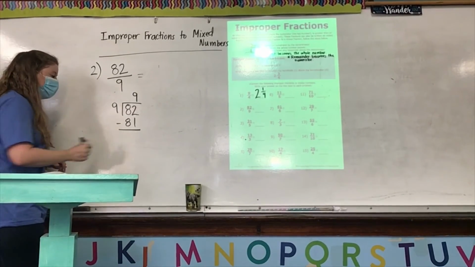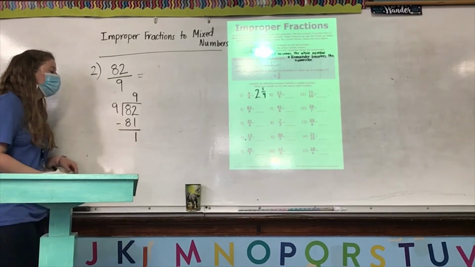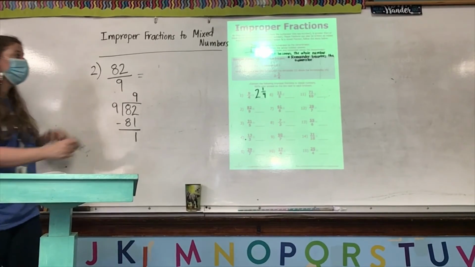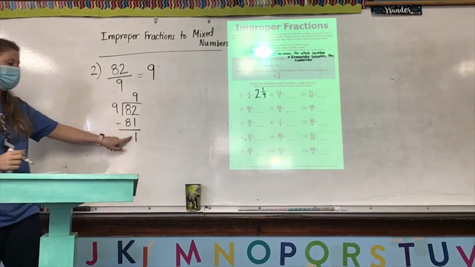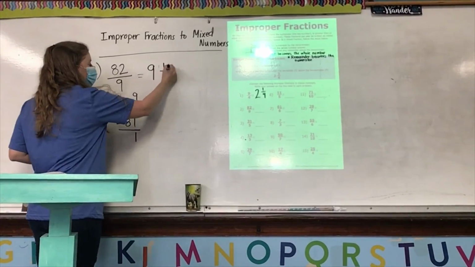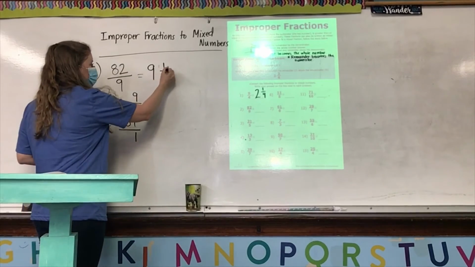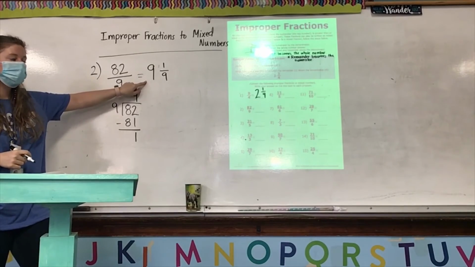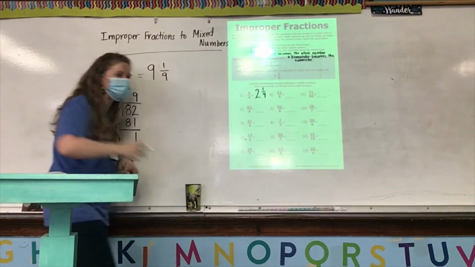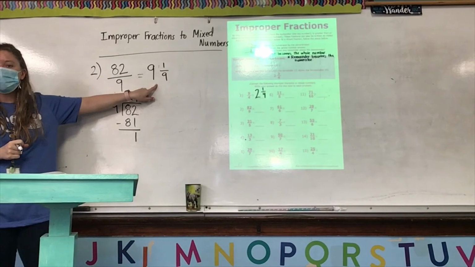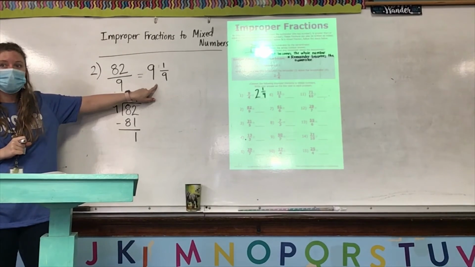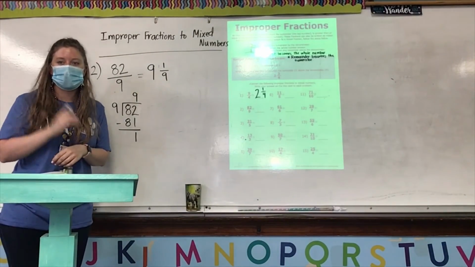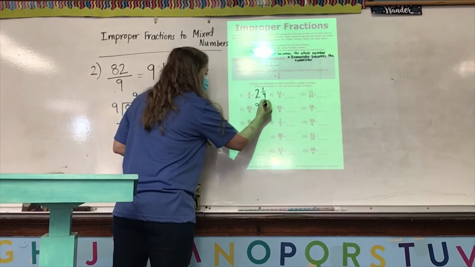Class, 82 minus 81 is? 1. Our whole number, our quotient becomes the? Whole number. Our remainder becomes the? Numerator. The denominator stays the same. So class, 82 ninths is equivalent to 9 and 1/9. Sorry, it is not 9 1/9. 9 1/9 is 9 ninths. It is 9 and 1/9.